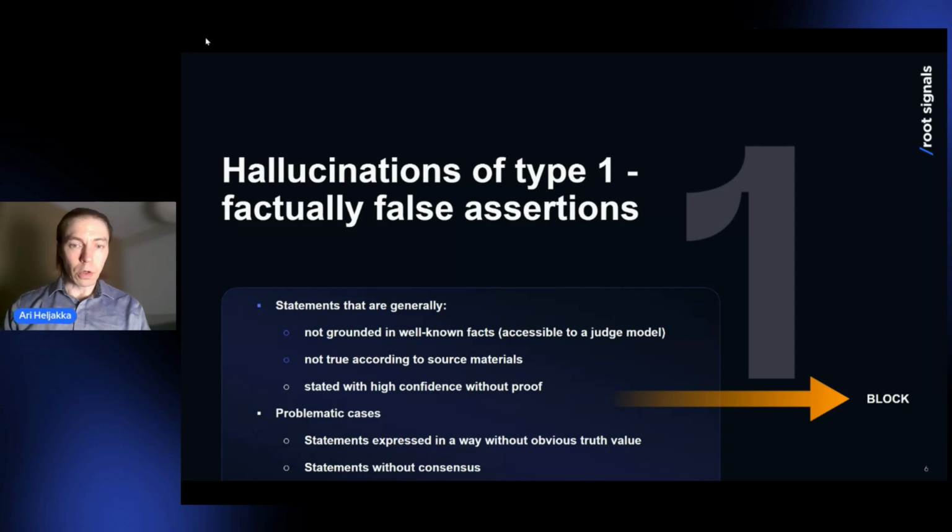There are some that we could call type 1, which are essentially factually false assertions that the model is making. These are assertions or statements that are neither well grounded in well known facts of the world, nor true based on source materials. So this is what we could call globally false assertions.